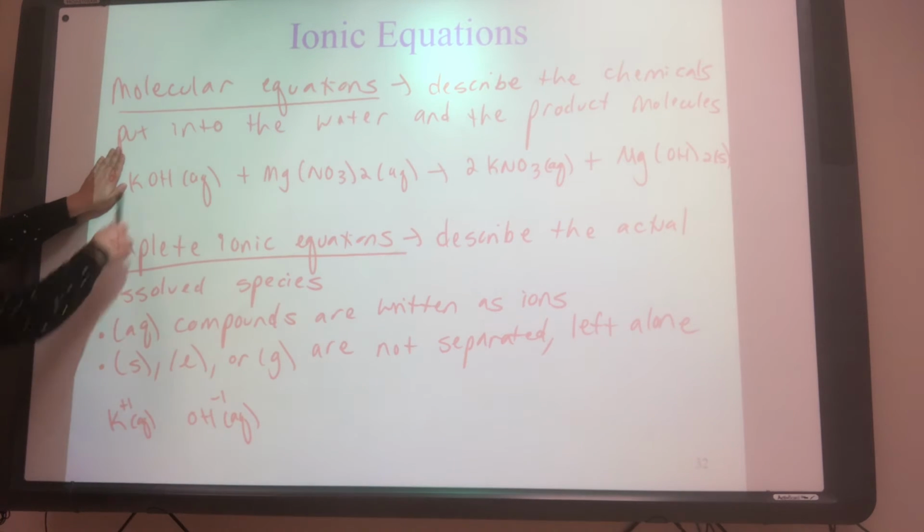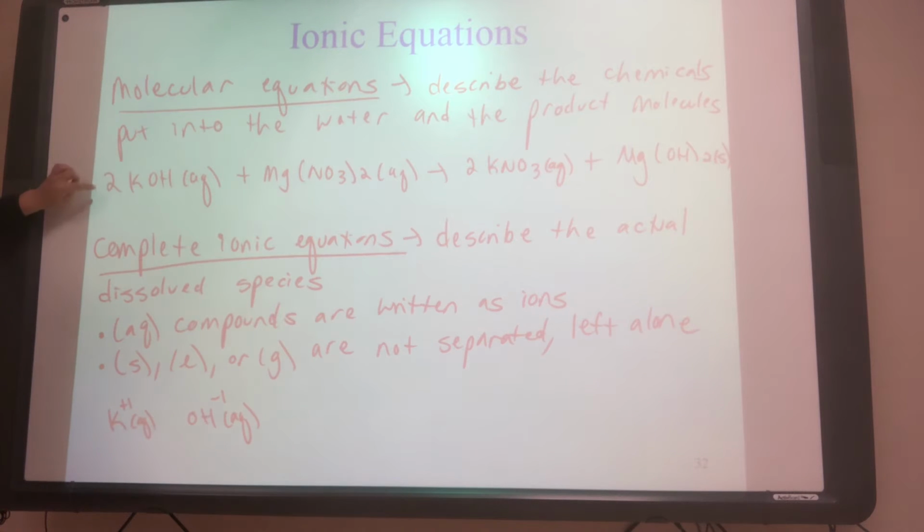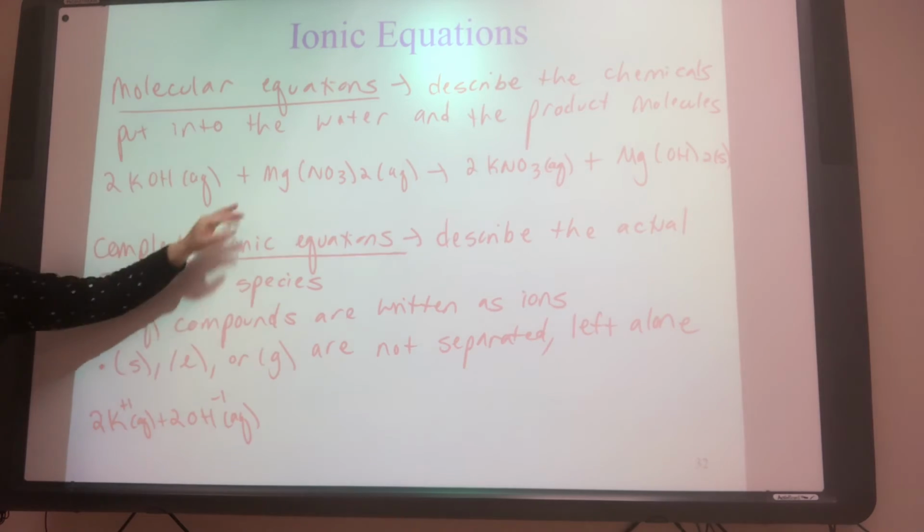But I also need to balance it. In one KOH, I only have 1 and 1. But there are 2 KOHs, which means there are 2 Ks and 2 OHs. So I balance it as I go: 2 K pluses, 2 OHs. I find it helpful to write it as you go. So 2 K plus ions and 2 OH minus ions. Now I go to the next one.